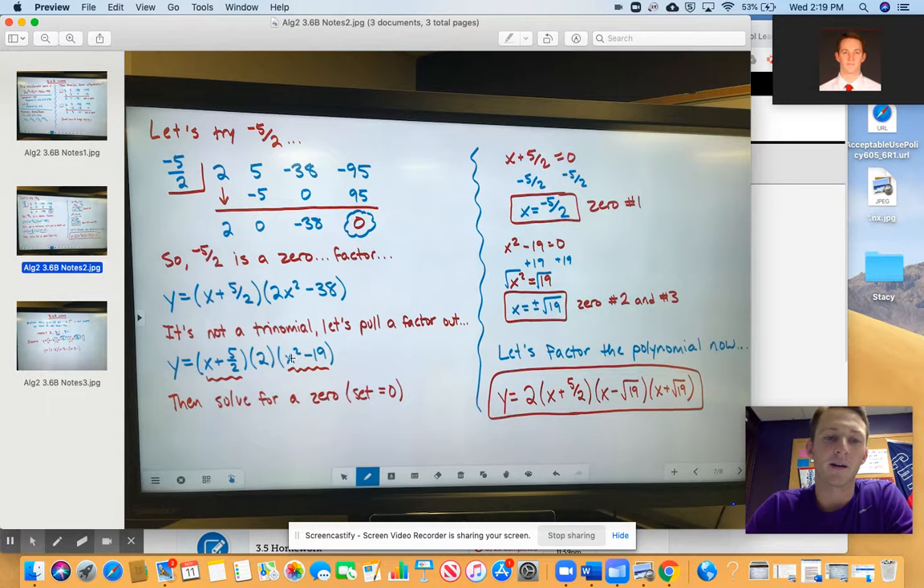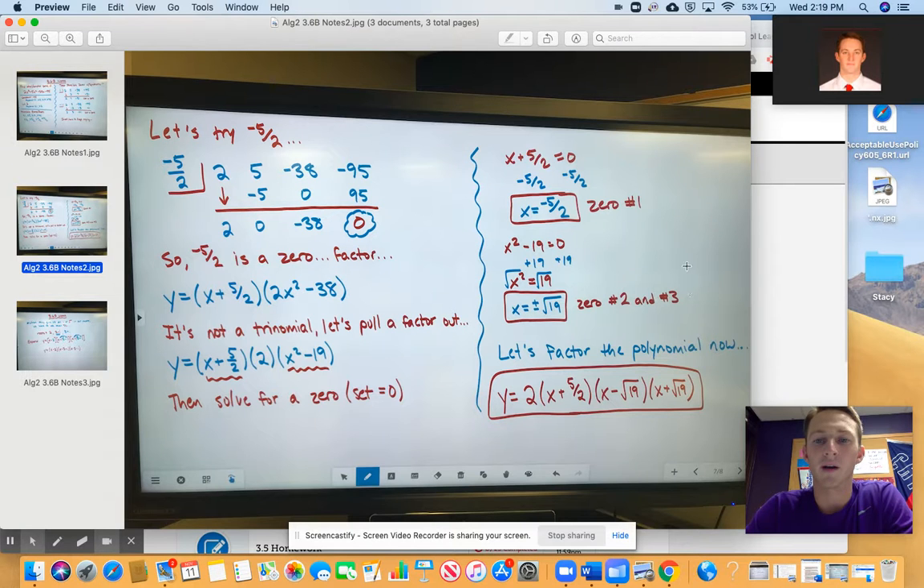And then we're going to take this quantity right here, so x squared minus 19 equals 0. Let's add 19 to both sides, and then we're going to square root to get rid of this square. And when we square root something, we always have 2 answers, plus and minus. So x is plus or minus the square root of 19. Here are the second and third zero.